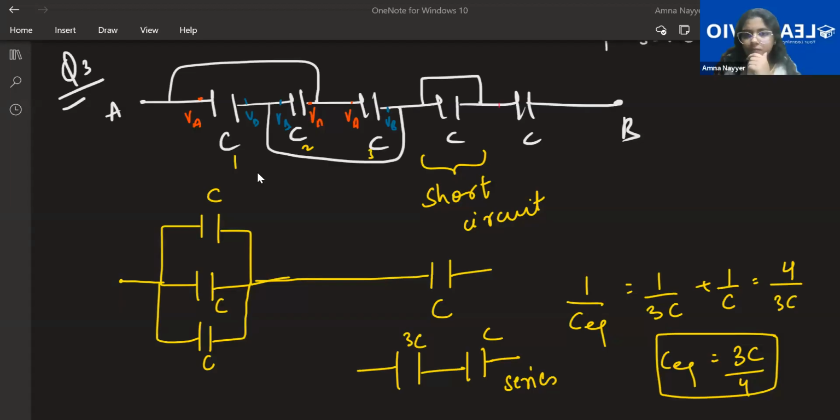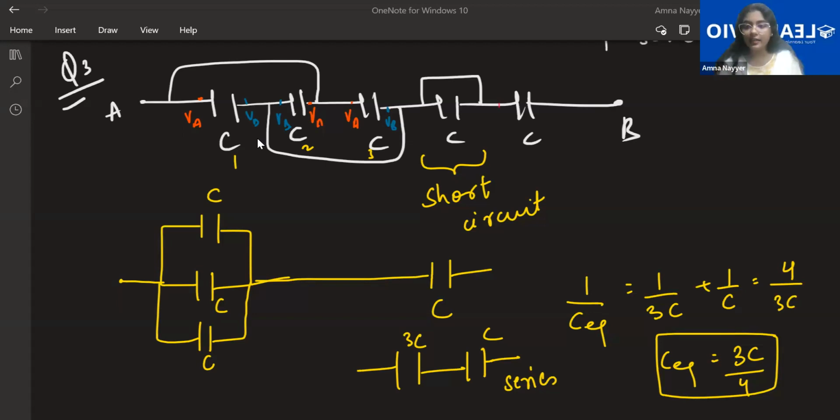Before, the potential was the same at every point, but here the potential is different. For example, VA is not equal to VB. Potential difference means VA and VB won't be the same. It's not necessary, they can be the same also, but the difference will be the same. That's a very specific case, and that won't affect your answer.